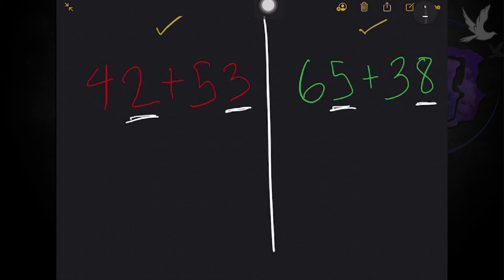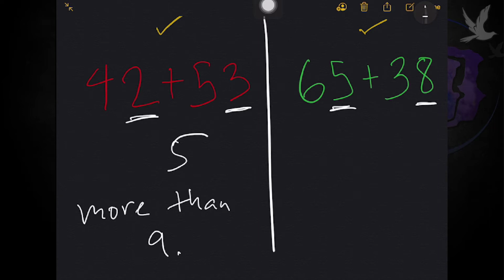If you're going to add 2 and 3, it will just give you 5. It doesn't go more than 9. It doesn't go over. While here, if you notice 5 and 8, it goes over 9, because 5 and 8 will give you 13. This is how you know which technique you are going to make use of.